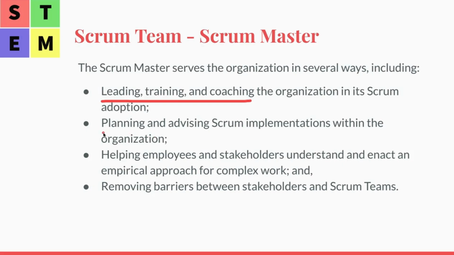The Scrum Master also plans and advises Scrum implementations within the organization, helps employees and stakeholders understand and enact an empirical approach for complex work, and removes barriers between stakeholders and Scrum teams. So the Scrum Master not only plays a coaching role for the Scrum team, but also a coaching role for the rest of the organization.